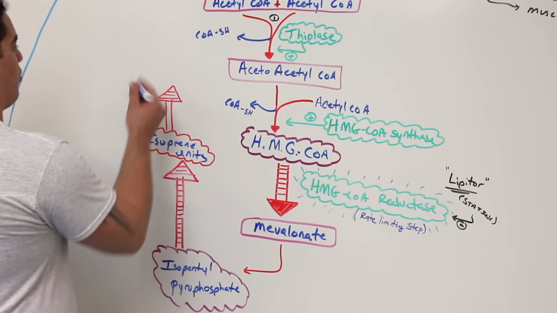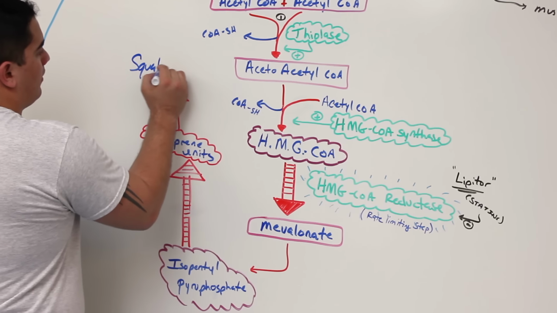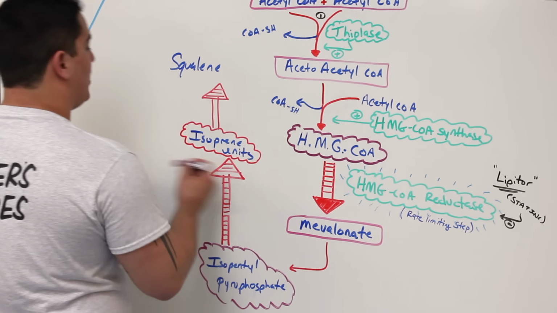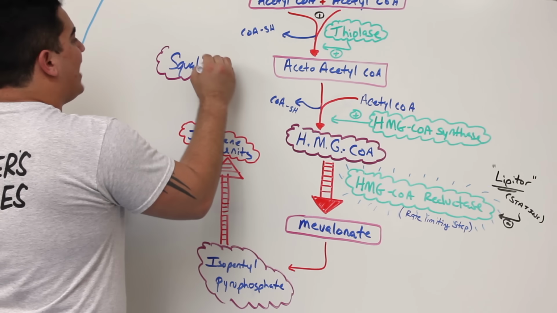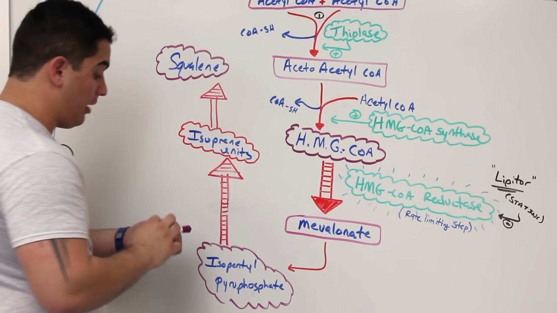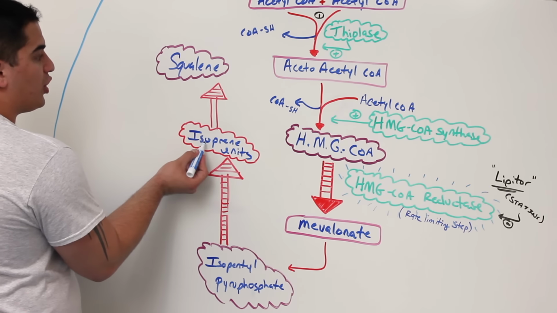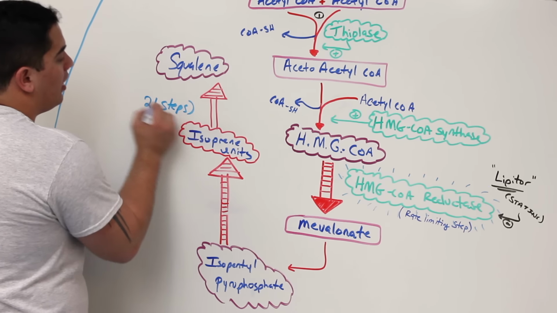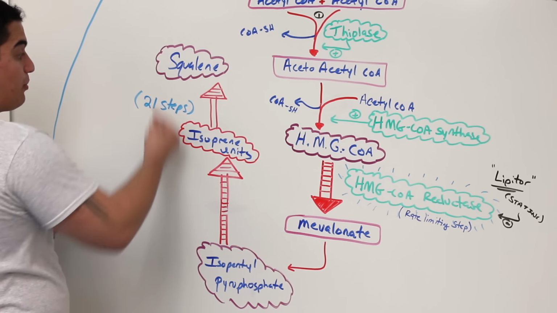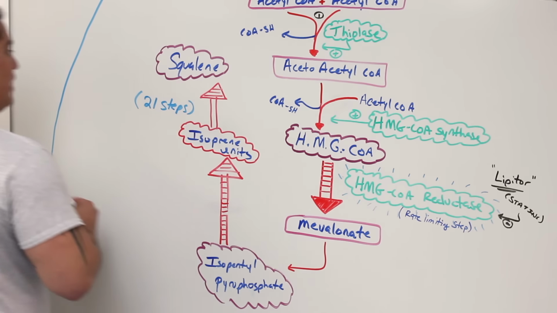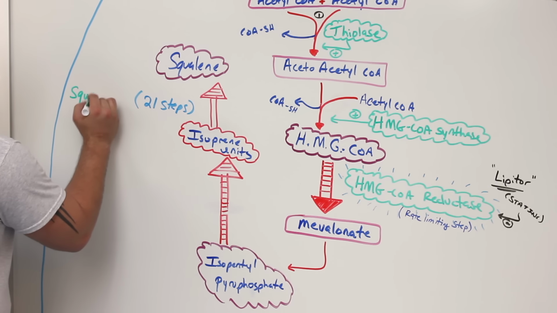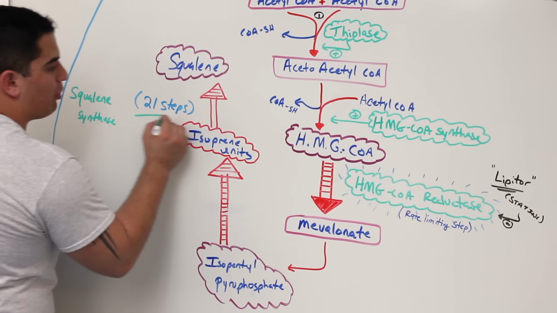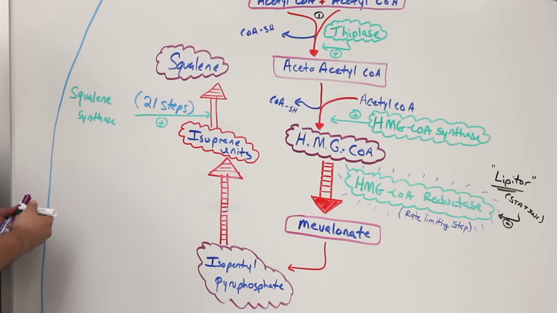Okay, so now we'll talk about the squalene. This is a complete oversimplification, because going from these isoprene units to the squalene can take up to 21 steps. Let me write that down because it's significant. One of the more important enzymes throughout this process is called squalene synthase, an enzyme that helps convert these isoprene units into squalene.